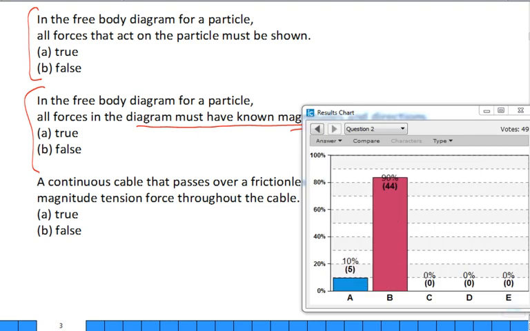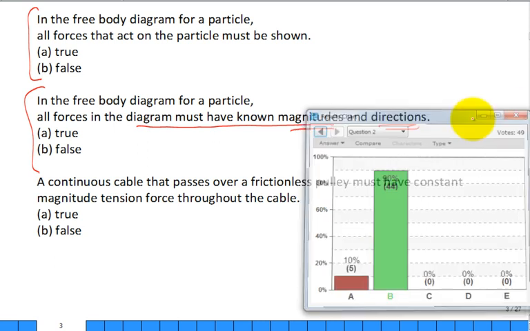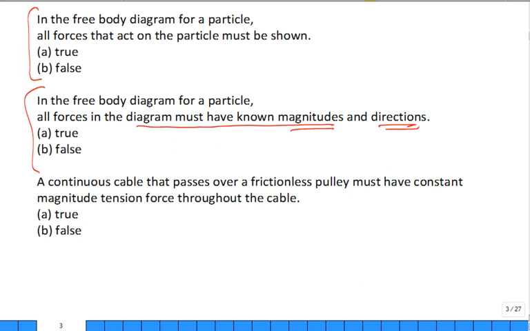Well, so why is this one not true? That's the point. You get a free body diagram and there's some unknowns in there. Typically, the direction is unknown or the magnitude is unknown. Some information's given, some information's missing. Get to it. Solve for the unknowns. All right? Let's go with the next one.